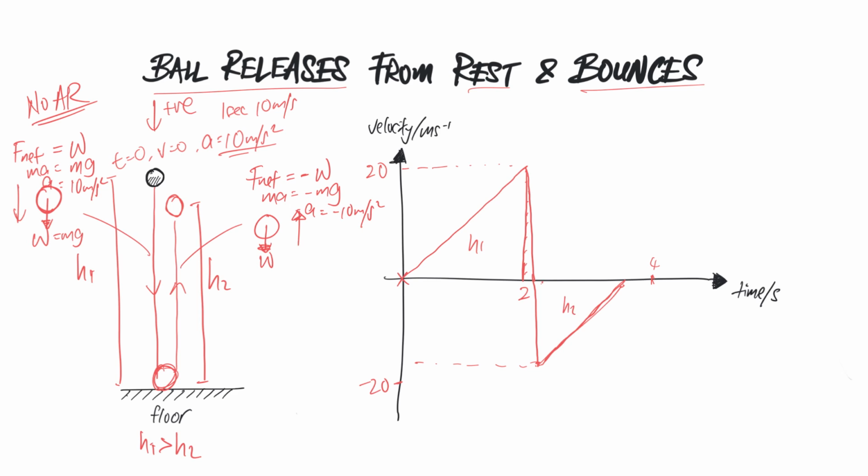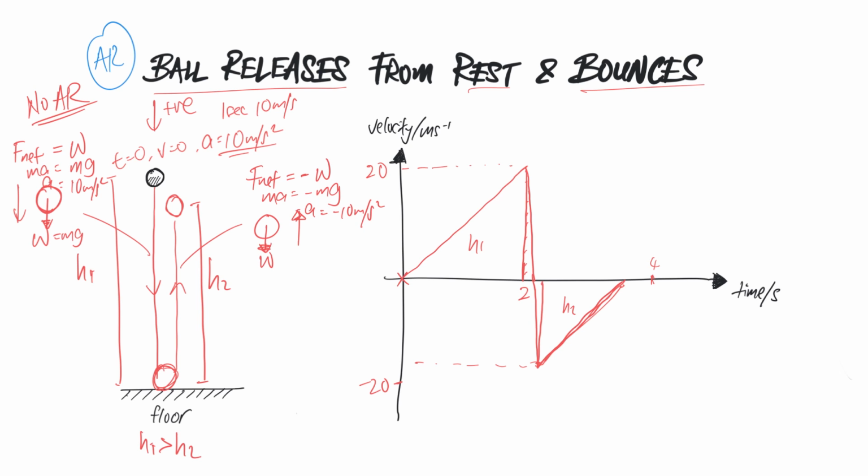Likewise for h2, h2 is from here, and I'm referring to this triangle. All right, so that will be your h2, and you know the area of h2 will be smaller than h1. Now I hope you're very clear with how do you sketch your velocity time graph when there's no air resistance. Next, we are going to consider when there is air resistance.